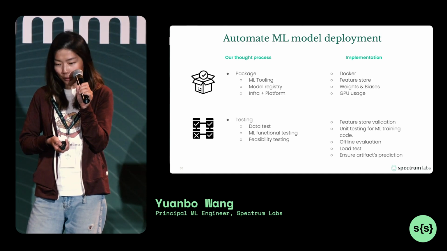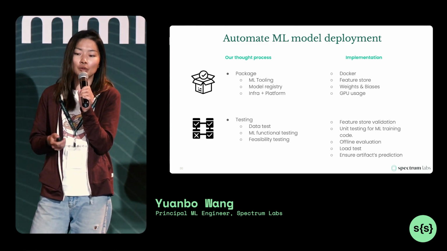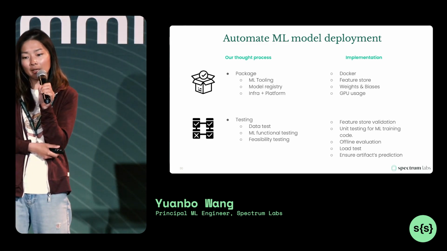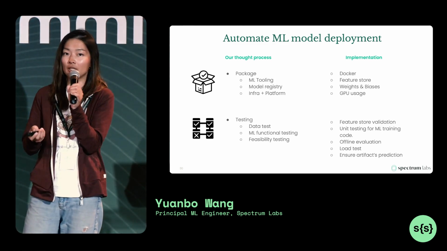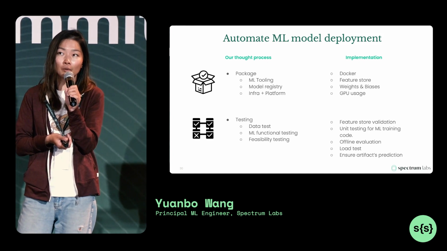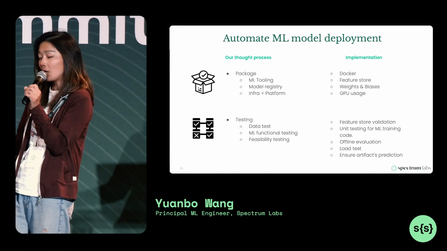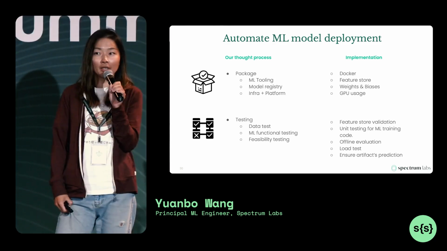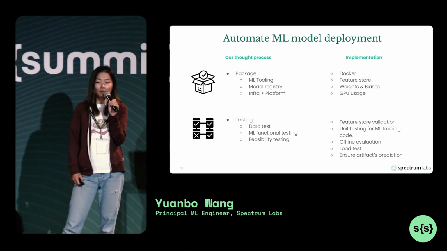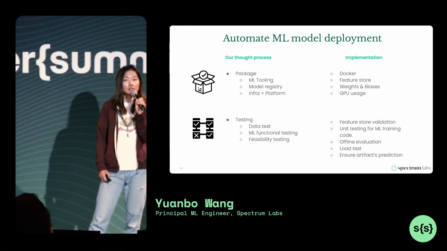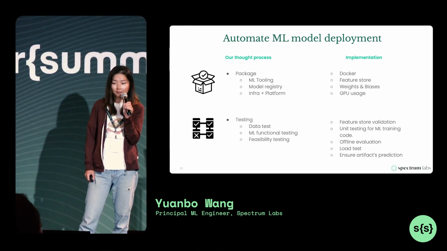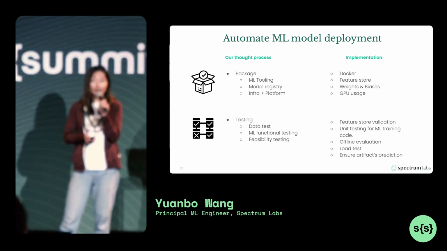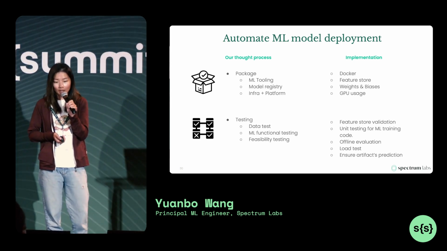In terms of the implementation, we use Docker to package everything. We make sure that we have version control of our libraries. And then the feature store is the single source of truth of our training and validation data set, which David just talked about. For the model registry, we don't want to reinvent the wheel, so we went to Weights and Biases and took advantage of their model registry function. And of course, we started planning on GPU usage very early on in this pipeline.